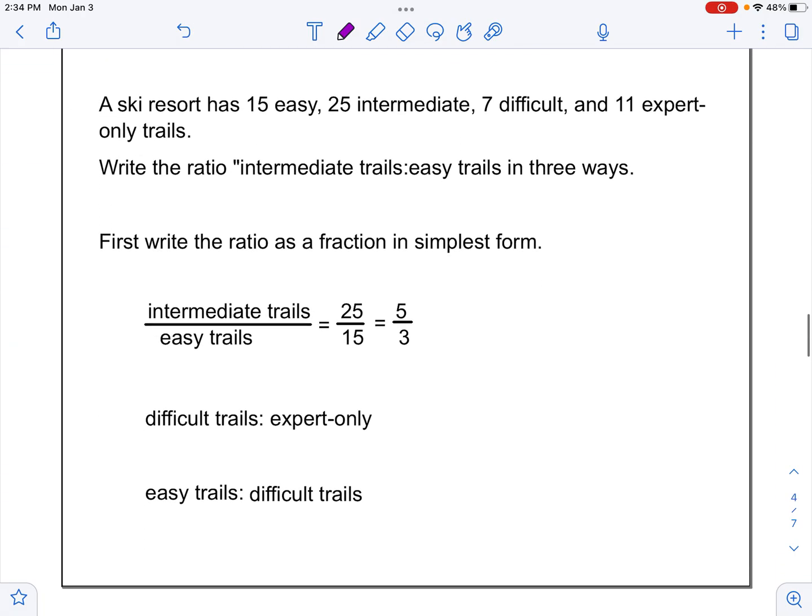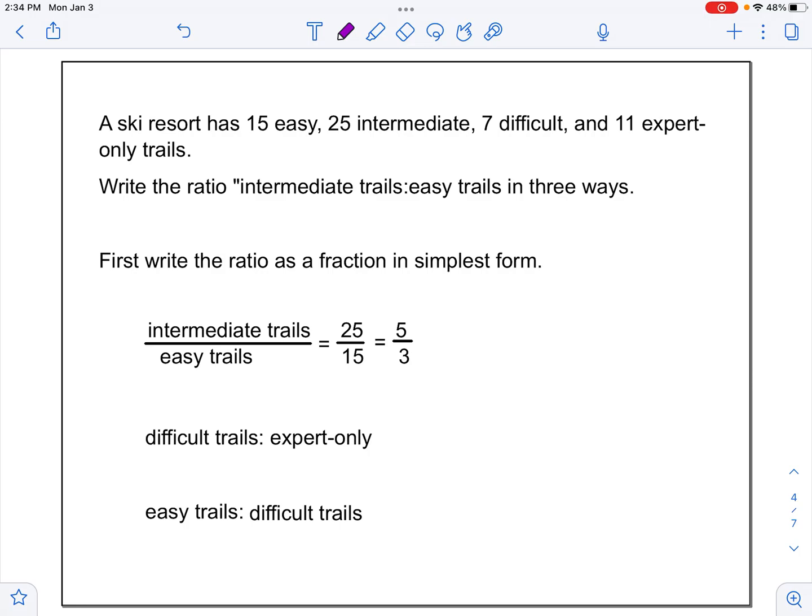Okay, so let's look a little further. Here we've got a ski resort, and they have 15 easy, 25 intermediate, 7 difficult, and 11 expert-only trails. And we're going to write the ratio intermediate trails to easy trails in 3 different ways. It's important the way it's written, because the way the comparison is going is from intermediate trails to easy trails. So because the intermediate came first, that's where I'm going to put that 25 on the top, and then the easy trails were 15, so there's my 15 down there. So again, written in simplest form, 5/3.